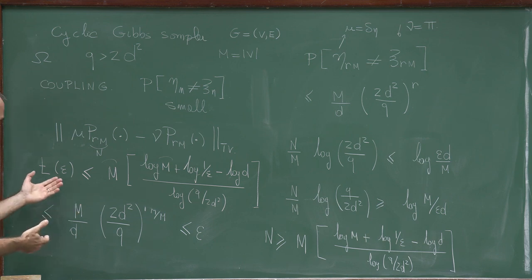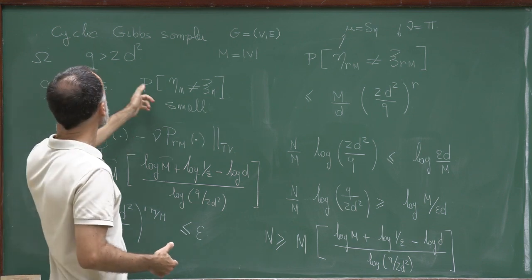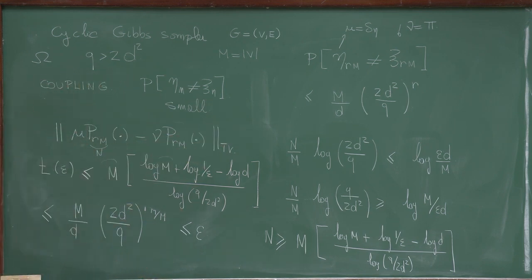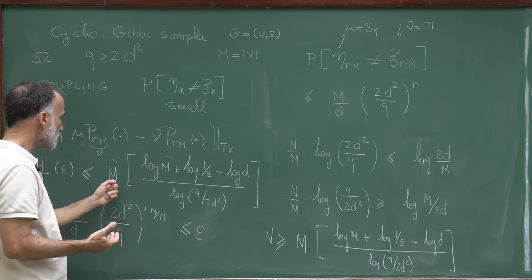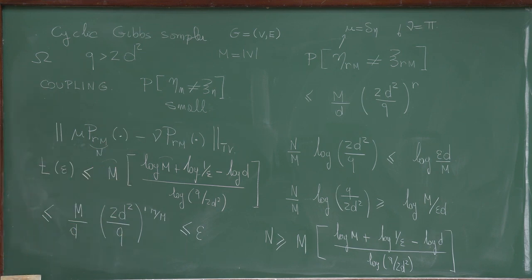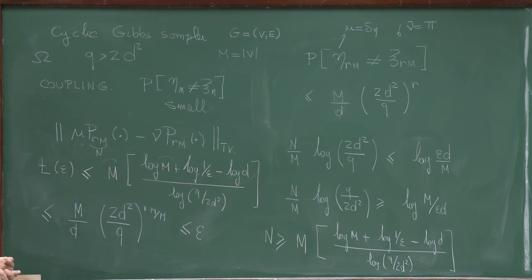And therefore, this tells you exactly what you need to do. If you want to sample pi using this algorithm, the cyclic Gibbs sampler, you have to run the cyclic Gibbs sampler for a time of order m log m, where m is the total number of vertices. So that gives you very precise information, a very nice bound on the mixing time, and gives you an idea how to use these couplings in order to get an estimate of the mixing time.